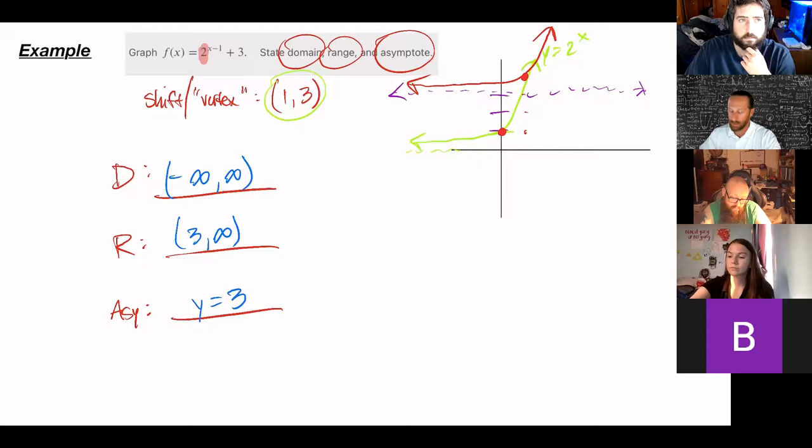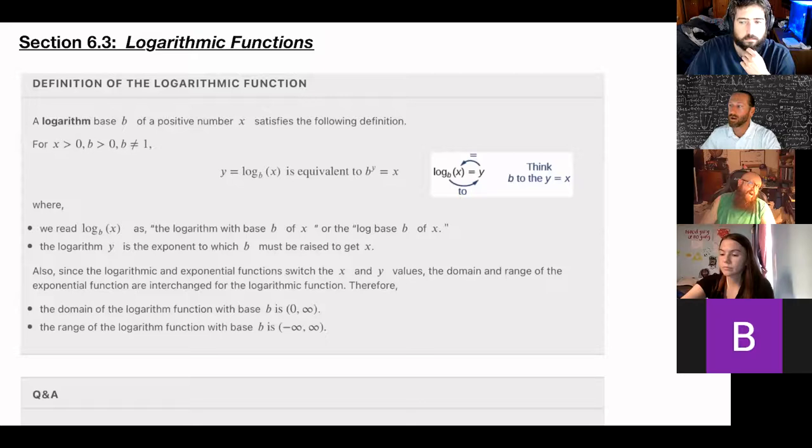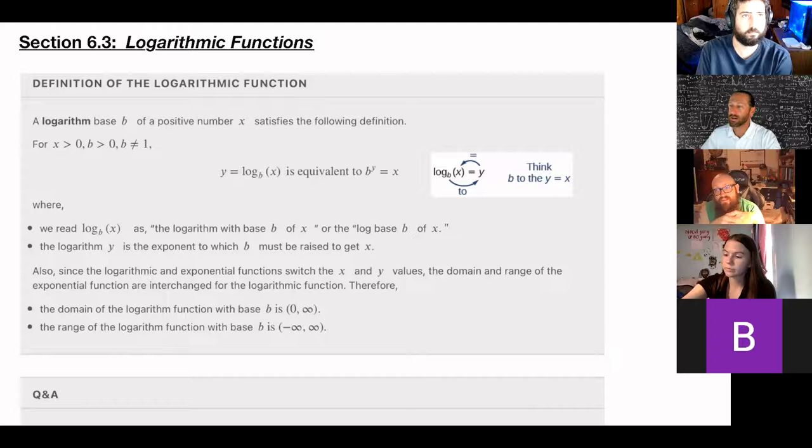All right, on to the last two sections, which are logarithms. So 6.3 here is going to introduce what a log is, and then we'll go through it very quickly, and then we'll graph these things and then call it good for today. All right. Log functions. You guys all remember what this meant?